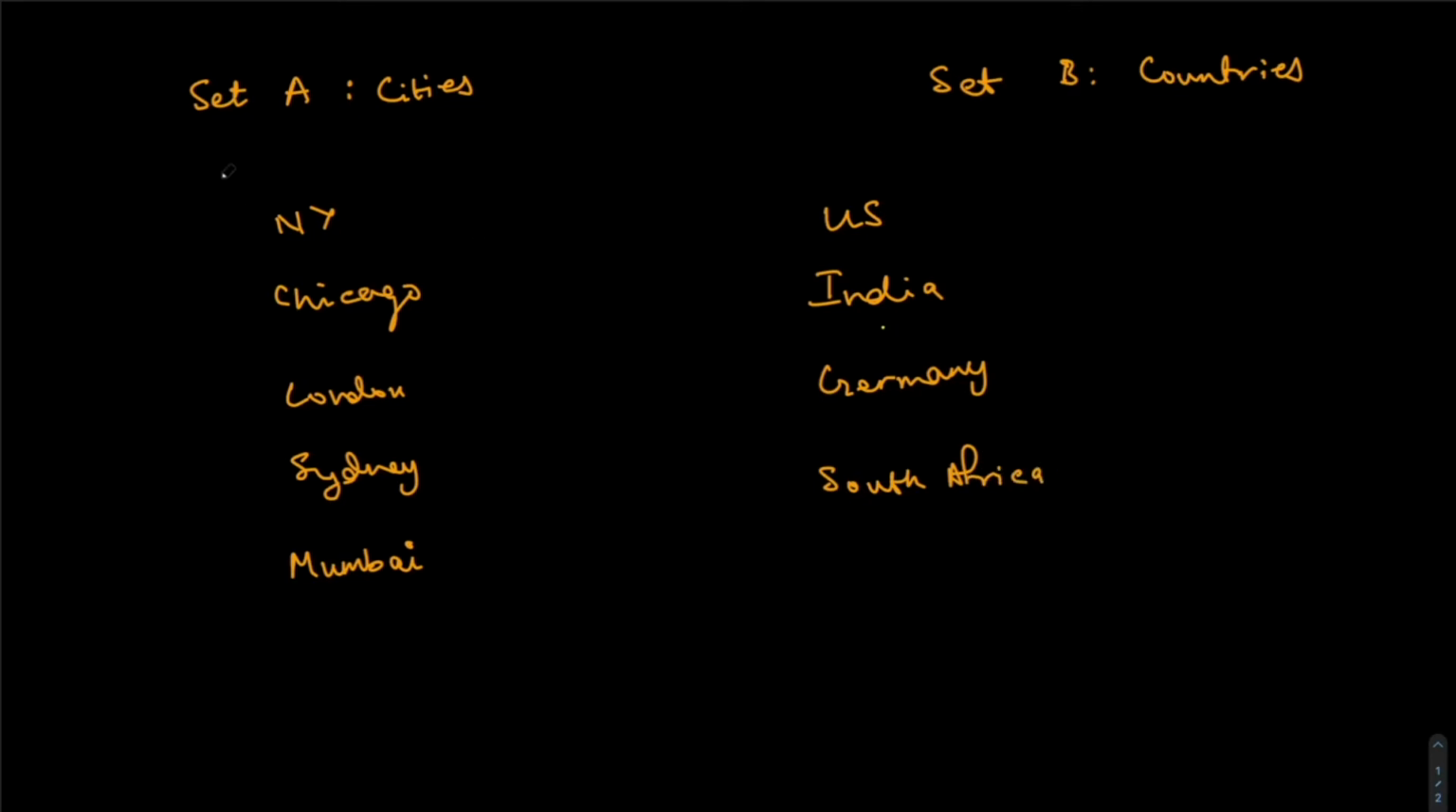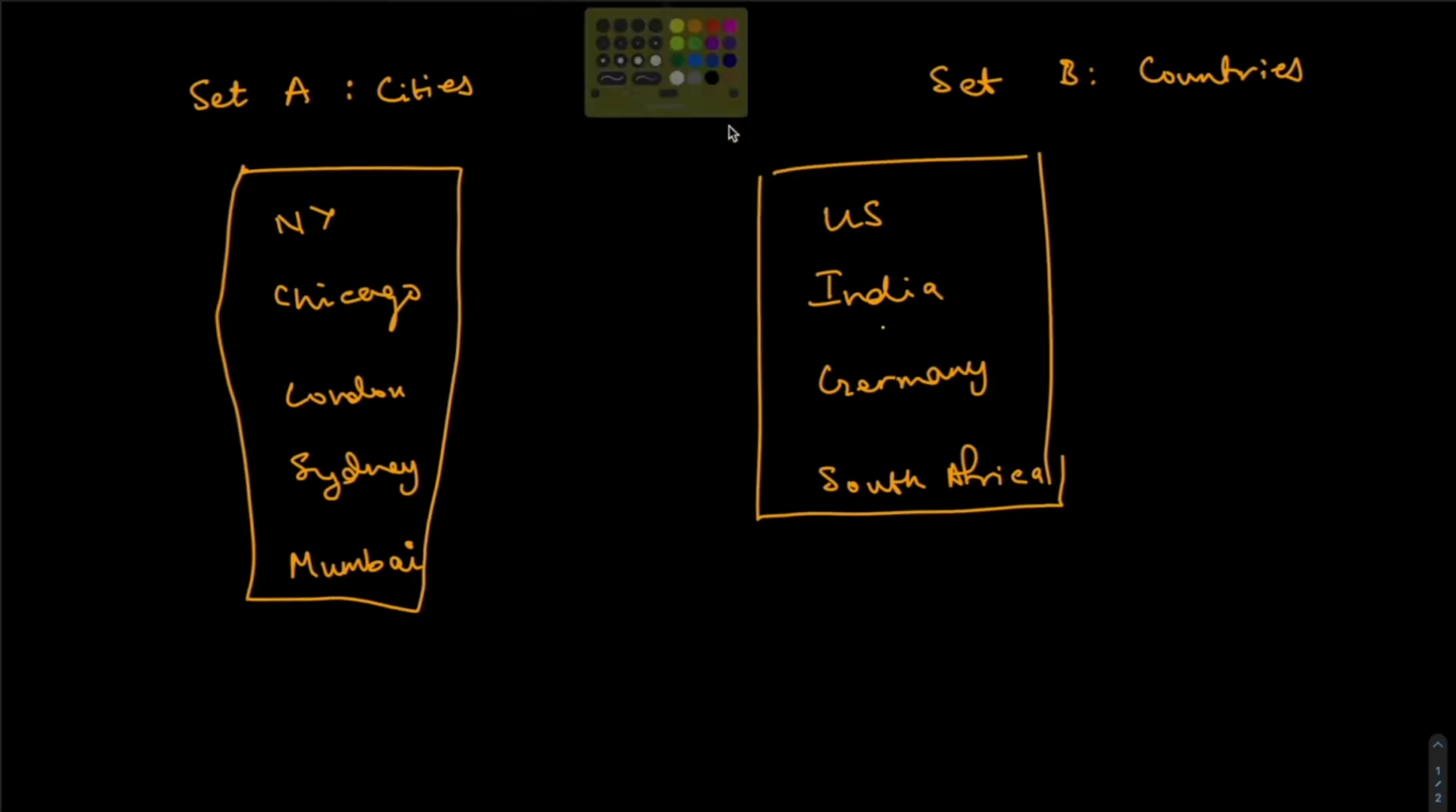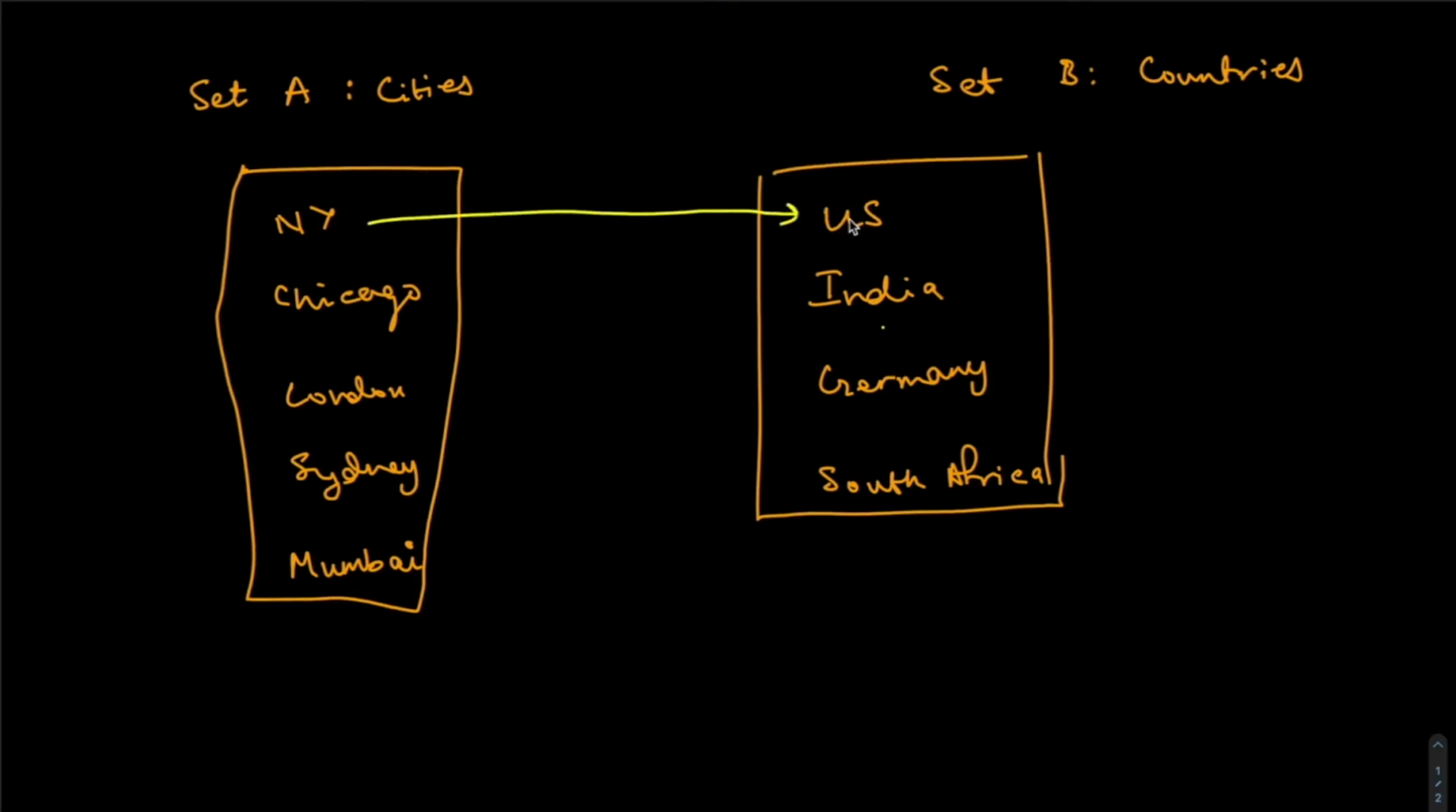Right? So this is my set A, which consists of arbitrary cities that I just thought of, on the spot. And this is my set B, which again, arbitrary countries that I thought of. Now, if I have to create a relation between them, how do I do it? Well, I know New York is a city in the United States, so I can make an arrow right here. That's a relation right there.